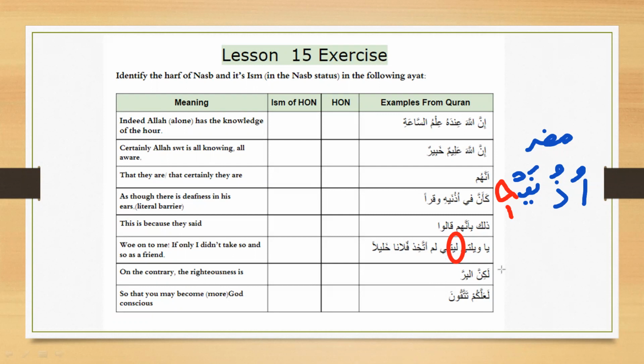Let's go to the next one. Next one is lakin al birra. Lakinna is the harf of nasb and al birra is ismu inna. And la'alla. So the time of the class is almost done, but inshallah we can meet in the next one. La'allakum, la'alla is the harf of nasb and kum is the attached pronoun, which is nasb in status. So kum is the ismu la'alla. Okay. Alhamdulillah, we almost did all both the exercises.